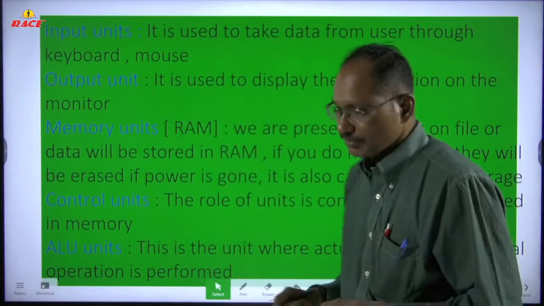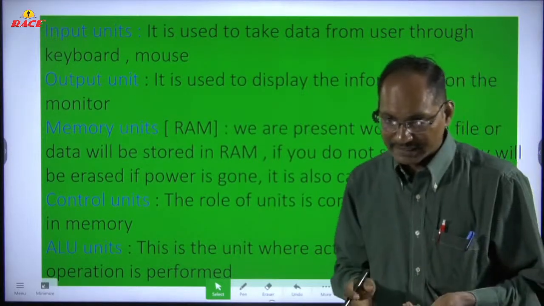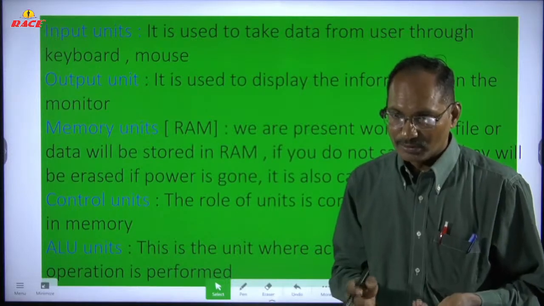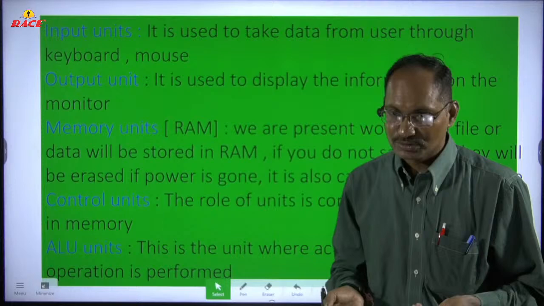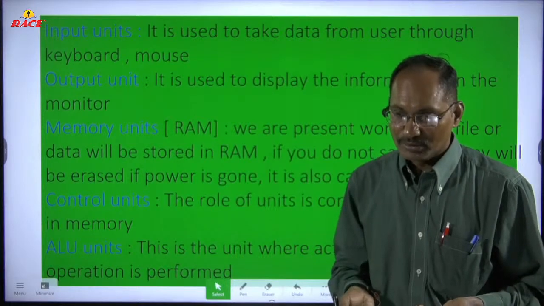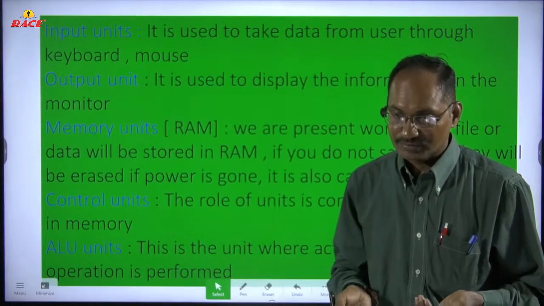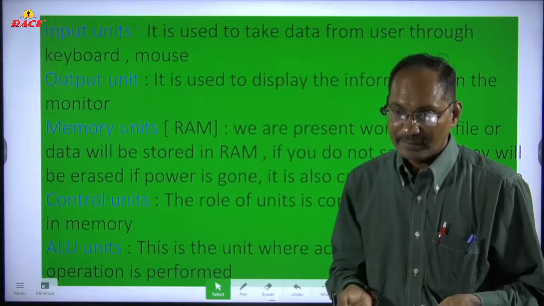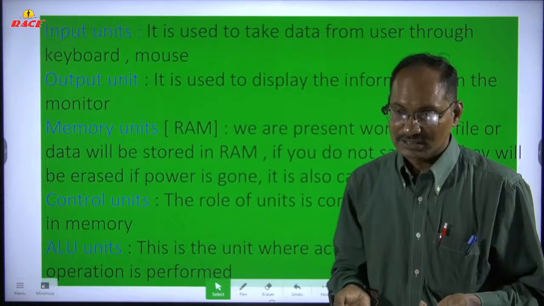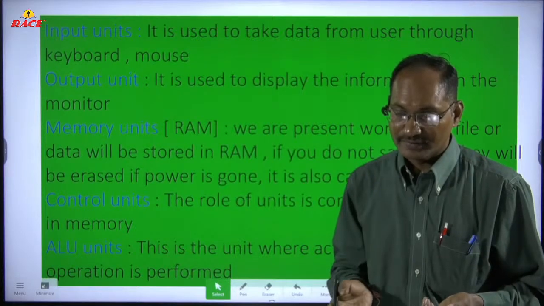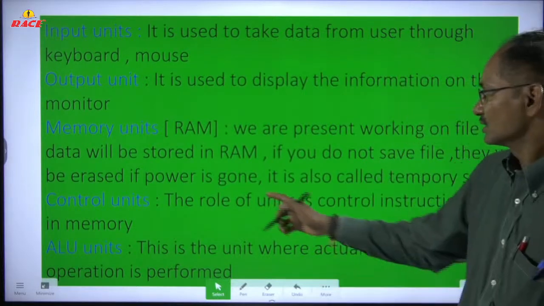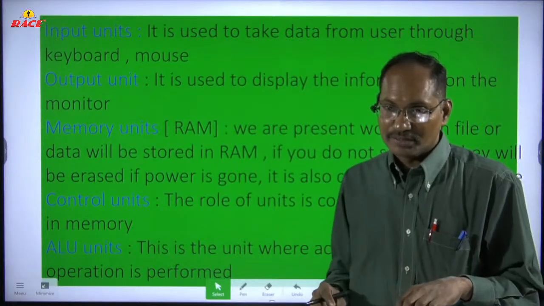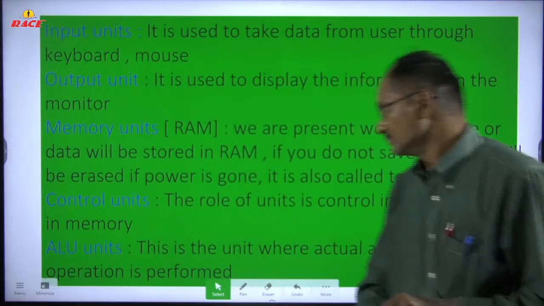What is the memory unit? The memory unit is used to open your applications. Where will the applications you open be stored? In memory only. If I open a file, the file will be stored in memory only. If I'm playing games, where will the game software be opened? In RAM only. If I'm typing in MS Word or doing a PowerPoint presentation, all files will be opened in memory only. Next, the control unit. The role of the control unit is to control the applications that are in the memory unit.